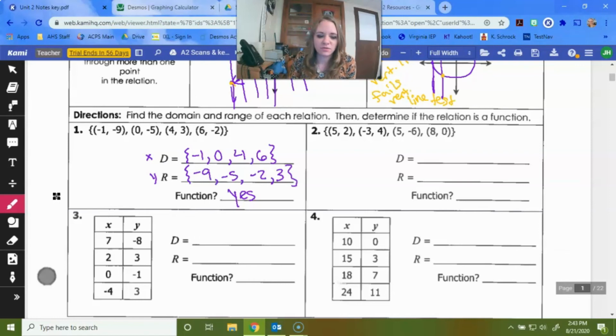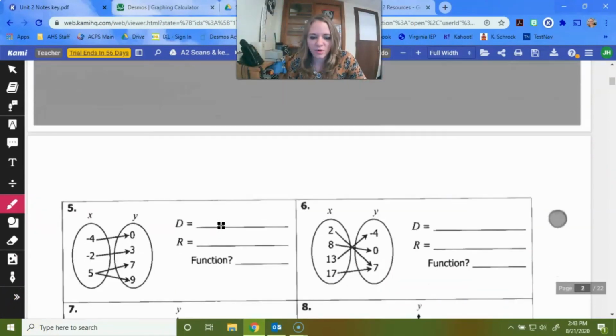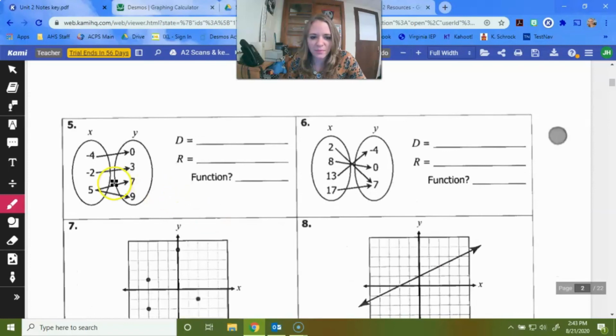Alright, I will leave you to do number 2. Number 3 is just a table, very similar to these. You shouldn't have trouble on that. So I'm going to let you practice. Let's look at the mapping ones.